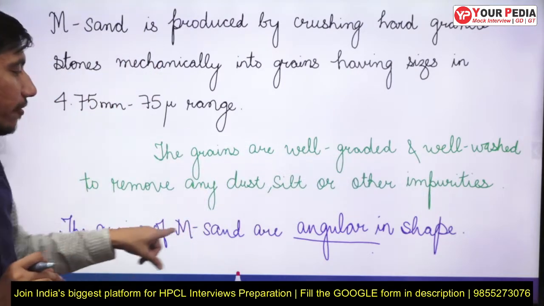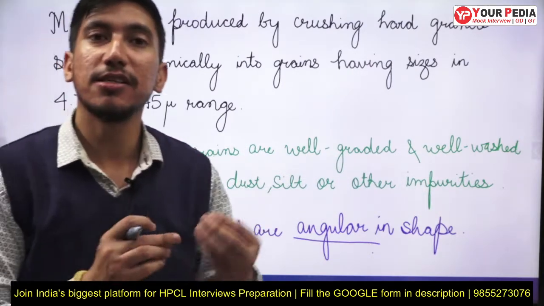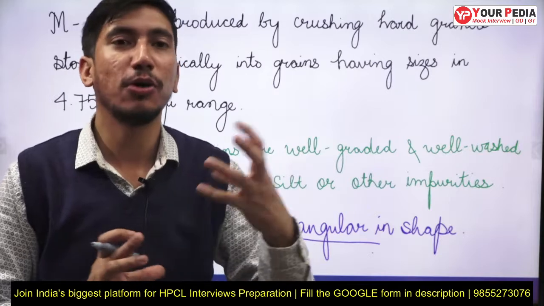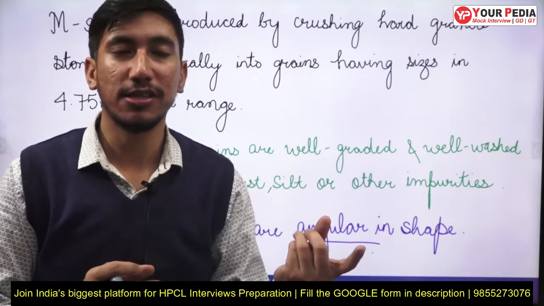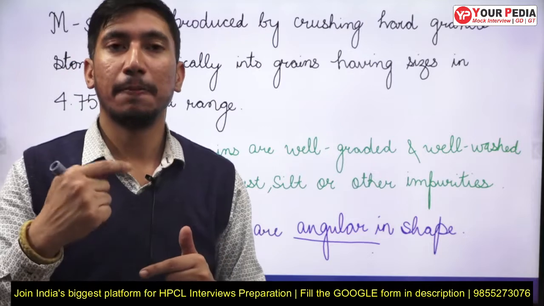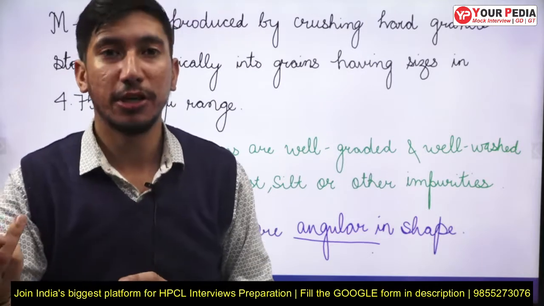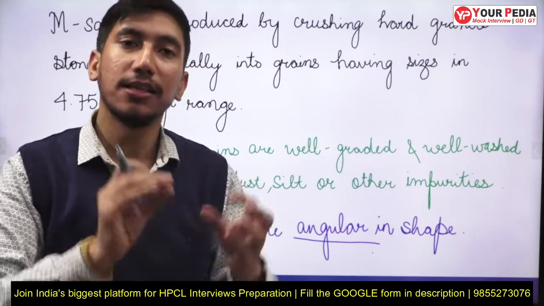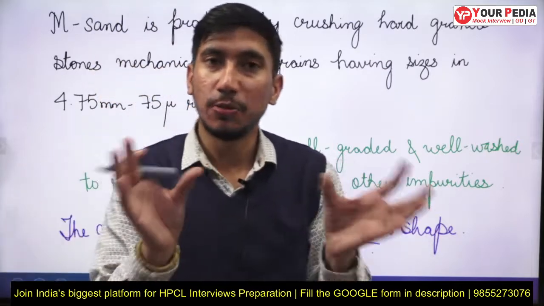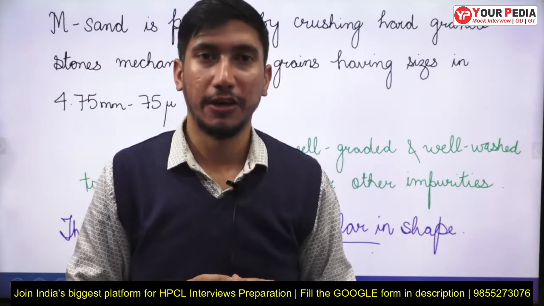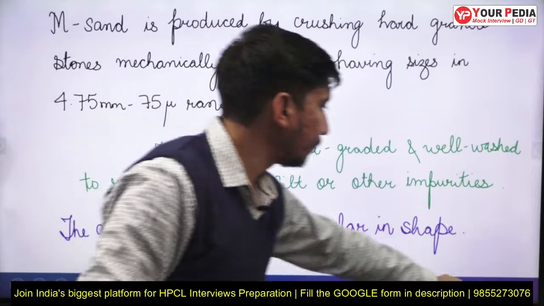Moreover, the grains of M sand will be angular in shape, because there is no attrition and no abrasion going on over a long time, as was happening in natural sand. So in this case, the grains will be angular in shape, not spherical, and this creates the difference between natural sand and manufactured sand. That's why the characteristics of both sands are different. Okay, and we'll study that.